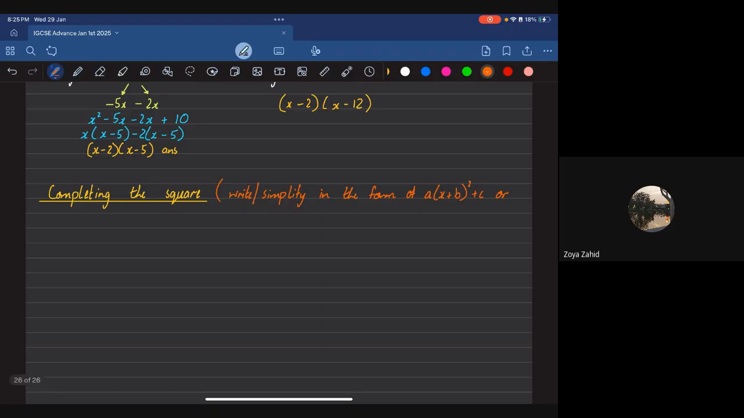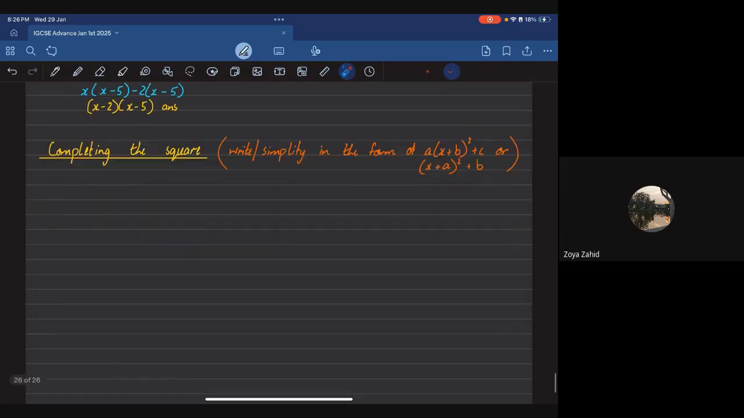in the form of x plus a whole squared plus b. So if your question is specifically telling you to write down your answer in this form or in this form, where there's a square term and an entire bracket with x is being squared, then you should know blindly that he's asking for completing the square. He's asking for nothing else apart from completing the square.